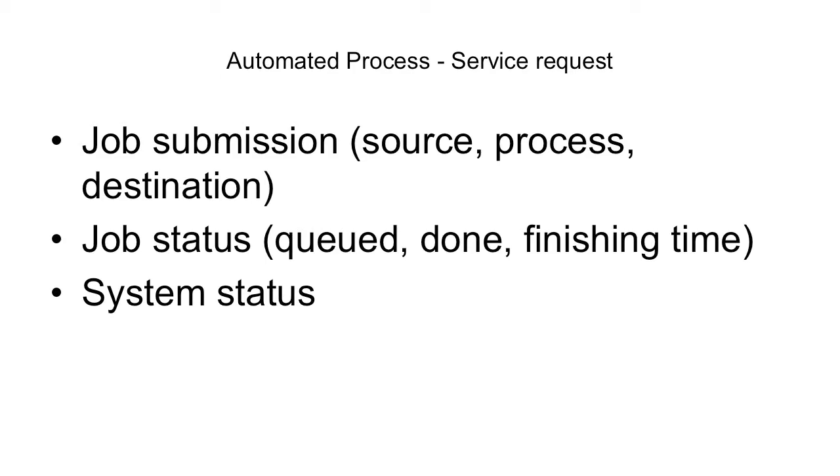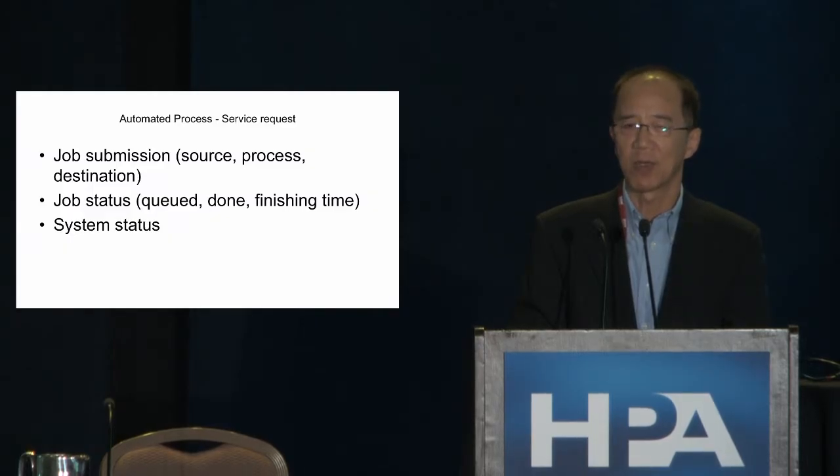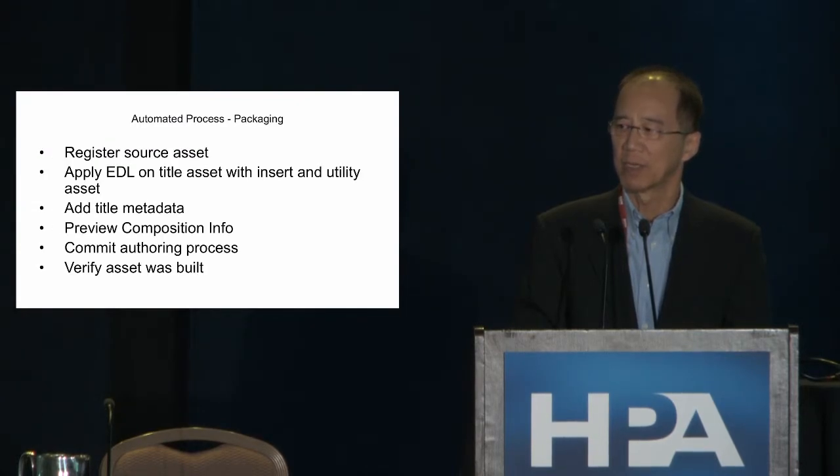And the processing started from your scheduling system or processing system, and the system sends a job submission, say where to get which title and what I'm going to do, and where to land the result. And the system talks and posts the status, where the job is and when it will be done, and which system is available, etc.